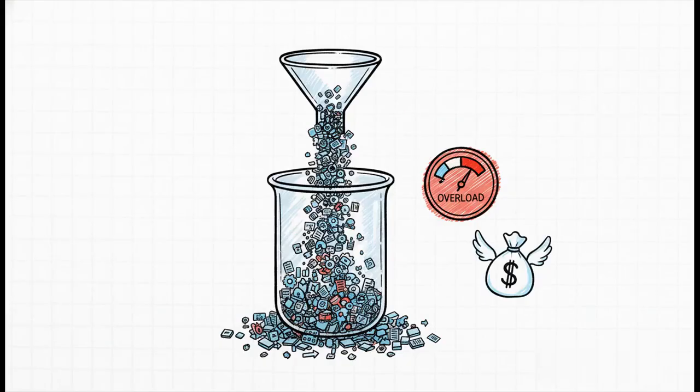This context window is a serious bottleneck. It's the agent's short-term memory, and it's precious real estate. So we need a much smarter way to feed it the right information at exactly the right time without flooding it.